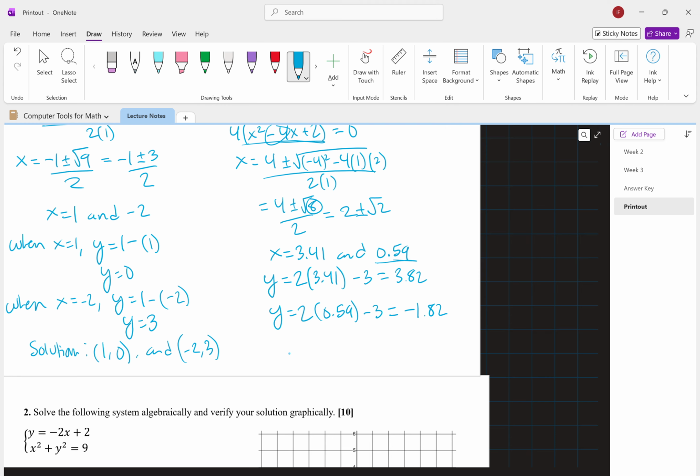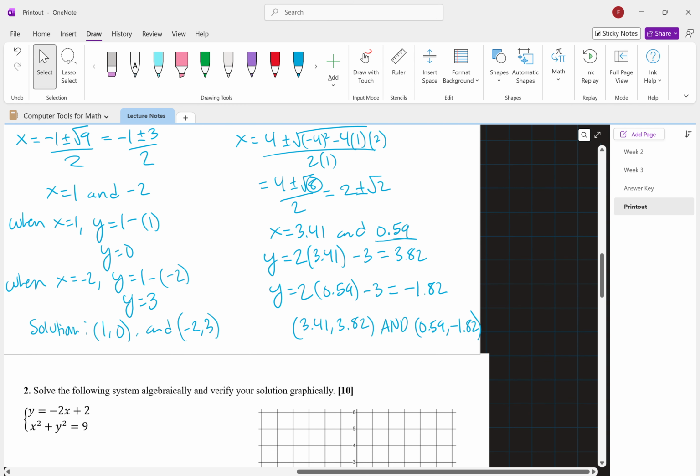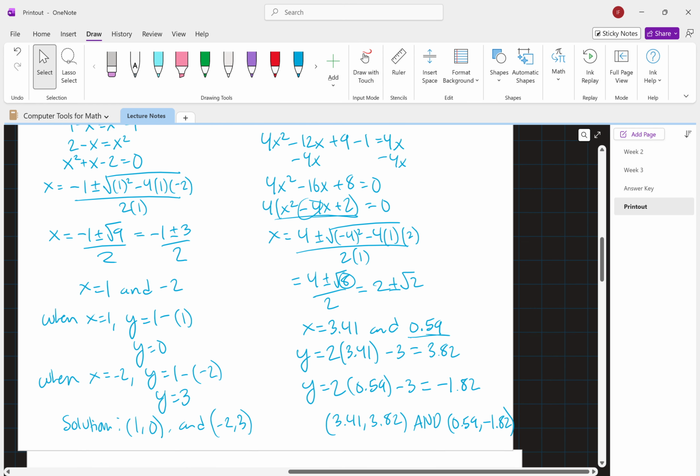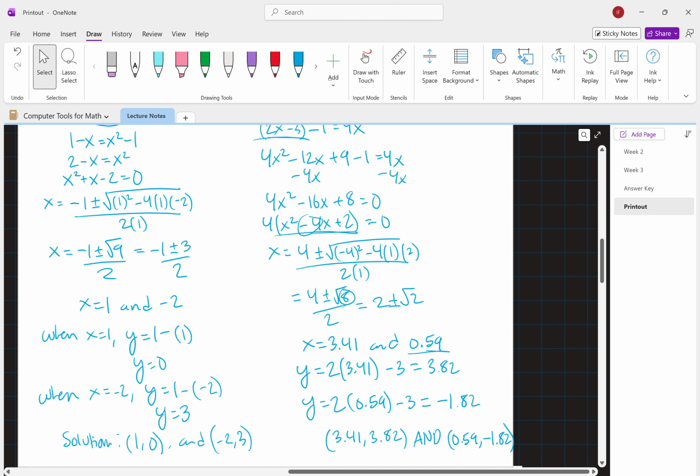So our solution here is going to be the ordered pairs 3.41, comma 3.82, and 0.59, negative 1.82. And that's it for problem 1. That's how you solve these two systems of equations using substitution and the quadratic formula.